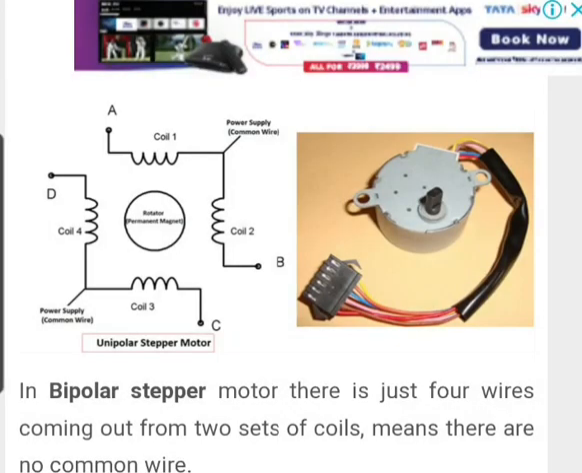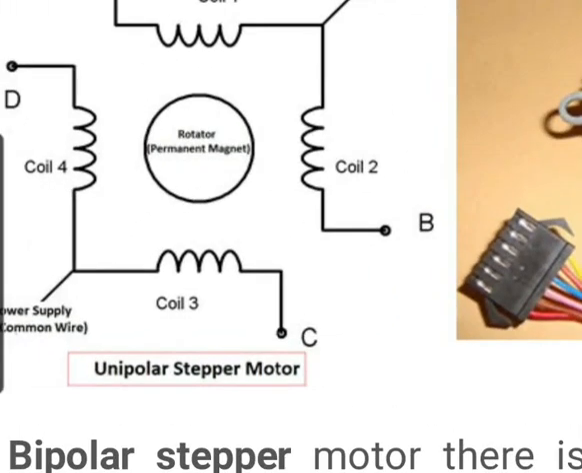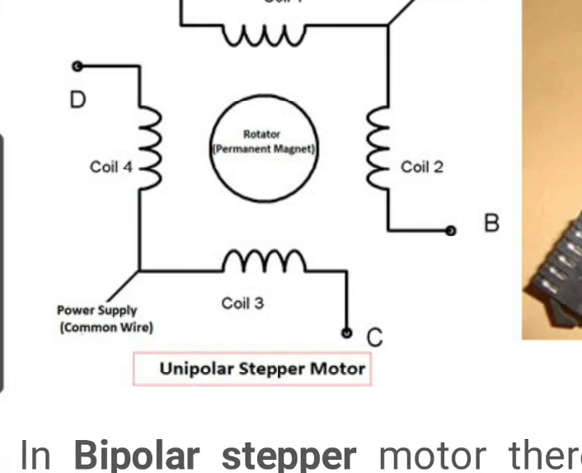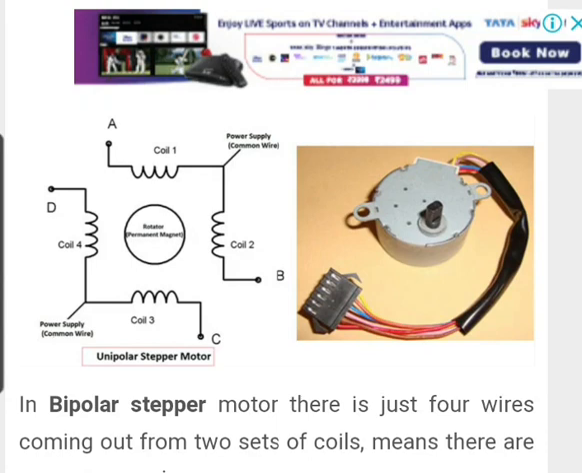So this diagram shows the unipolar stepper motor. It consists of coils 1, 2, 3 and 4, and at the center there is a rotator, or we can say a permanent magnet. The power supply is given. It is a common wire for A and B coils and for D and C coils.